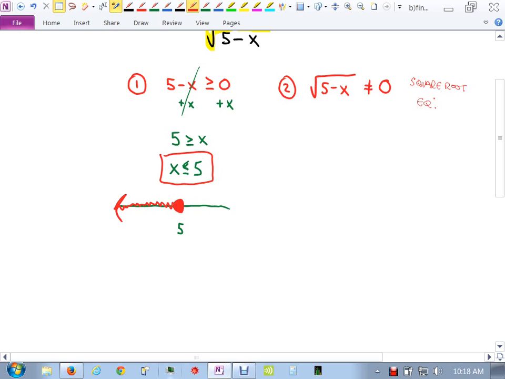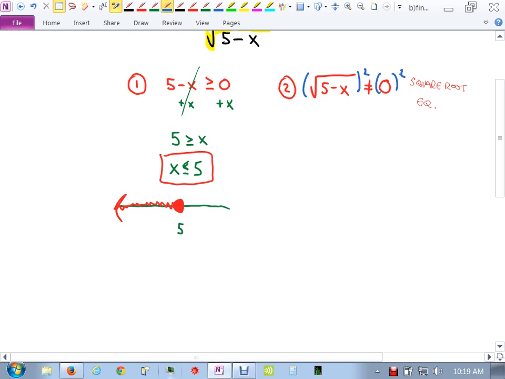Once you isolate the root, you square both sides. Then you repeat the process if necessary, and then solve the remaining equation. Maybe not. So take a look at that. What I'm going to do here is I'm going to square both sides.